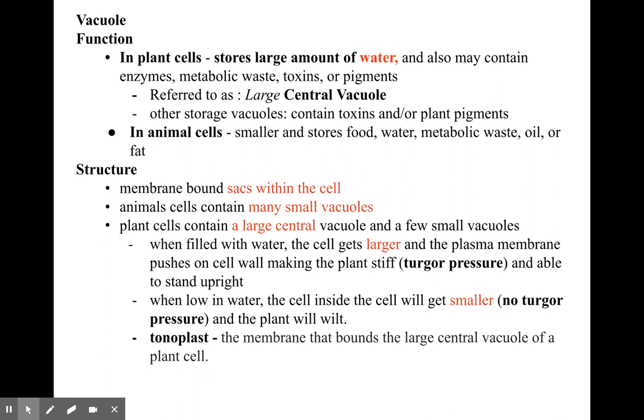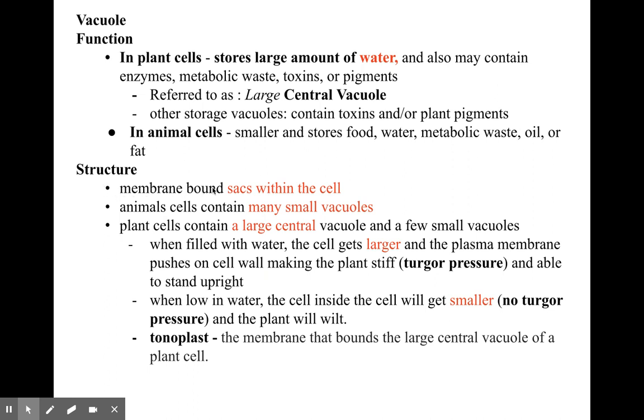And when you read in your book, it talks about how the tobacco plant has small storage vacuoles that contain nicotine, which the whole purpose of that is actually so that insects won't eat the plant because nicotine is a poison. Animal cells have only small vacuoles, only little ones that go in our cells, and they will store food, they'll store water, they'll store waste, they'll store oil, they'll store fat. So we don't have a large one, we just have little ones. The plant has one large one and lots of little ones.